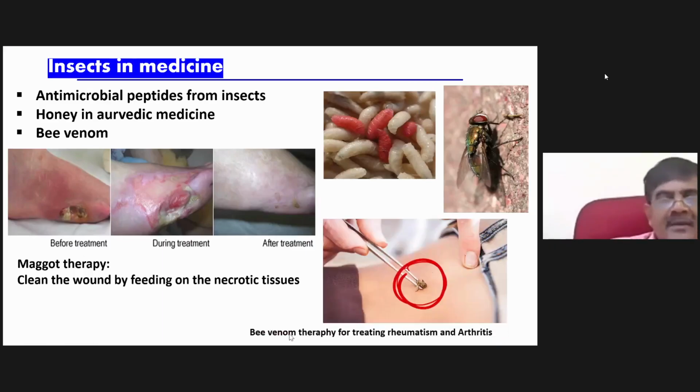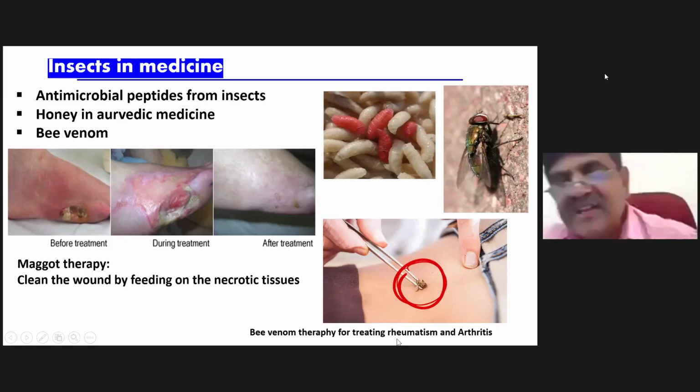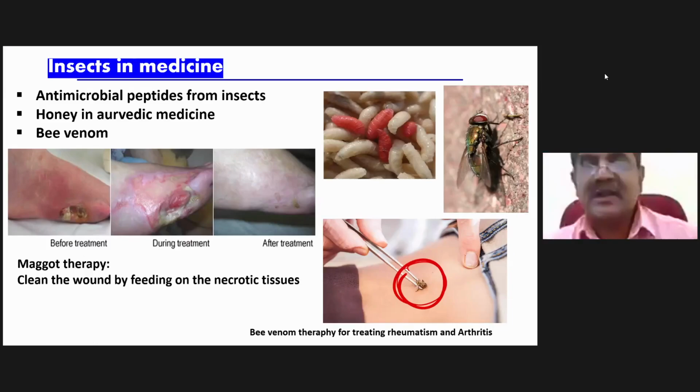And also this bee venom is used for treating some diseases like rheumatism and arthritis. What the people used to do is make themselves get stung on the skin. By stinging themselves on the skin, diseases like rheumatism and arthritis can be cured.